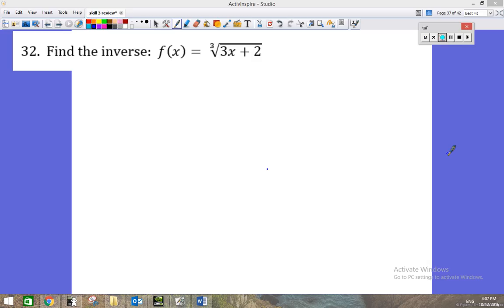Let's take a look at problem number 32 of our Scale 3 review packet. Scale 3 was relations of functions. This is asking me, it's given a function and asked me to find the inverse.